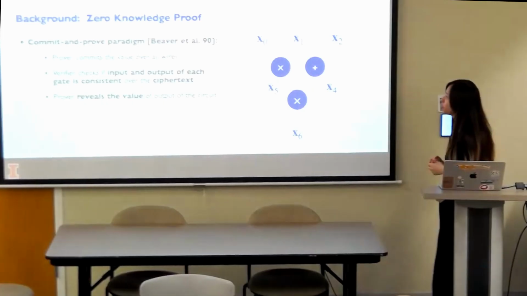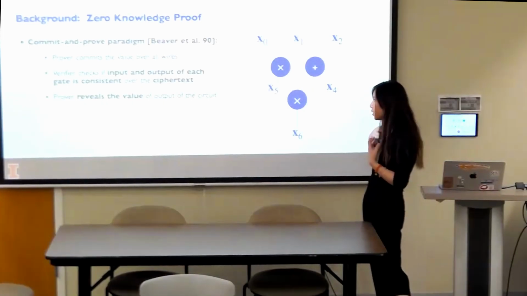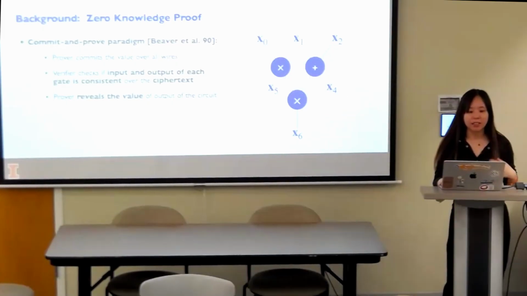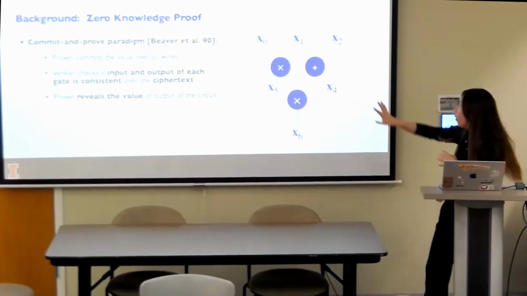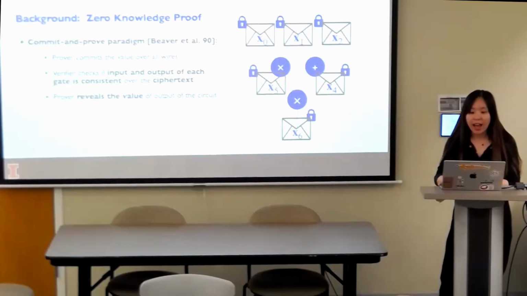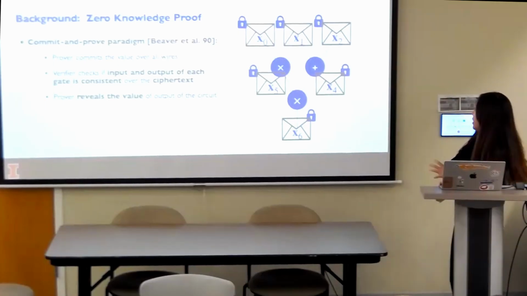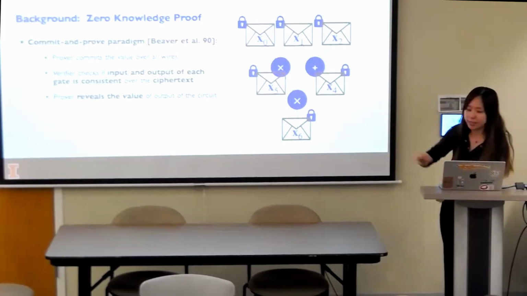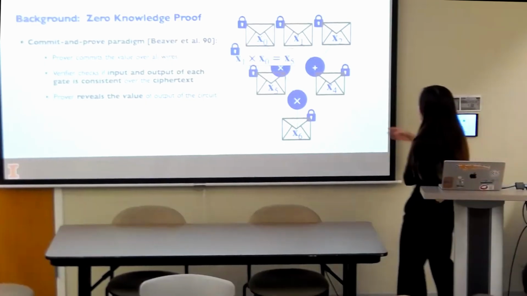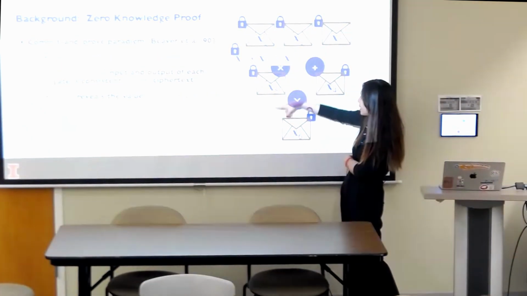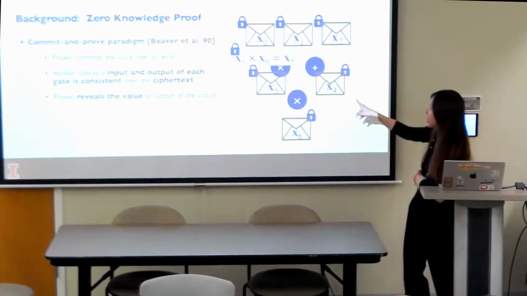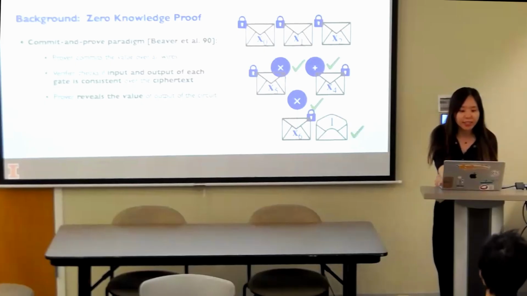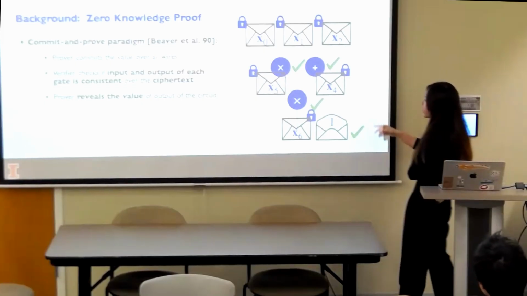Once we have a commitment, then we should be able to build the zero-knowledge proof protocol using the commit-and-prove paradigm. So the idea is we can have the prover commit to the value over all wires of the circuit. And then we can have the verifier check if the input and output of each gate is consistent just over the ciphertext. For example, we can have the verifier check if the product of X1 and X0 is indeed X5, but only over the commitments, and so on. So the verifier will check each gate, and at the end, the verifier checks if the output is the commitment of 1.